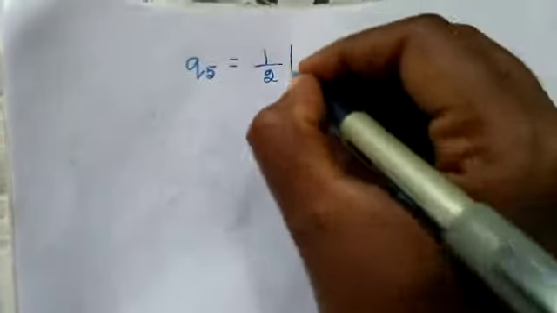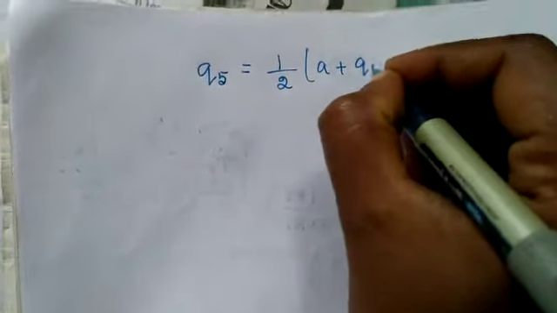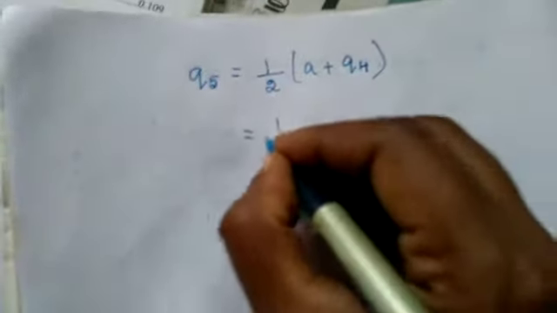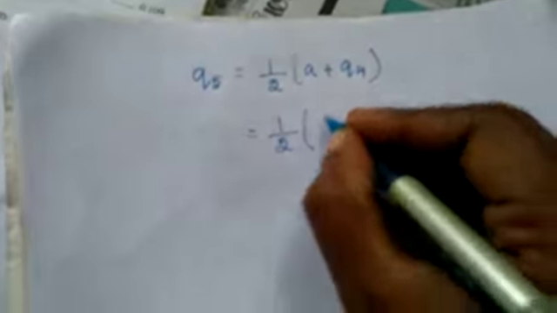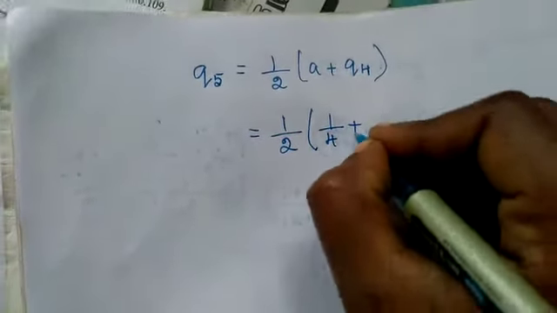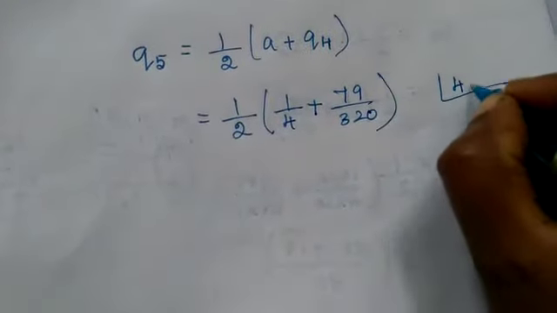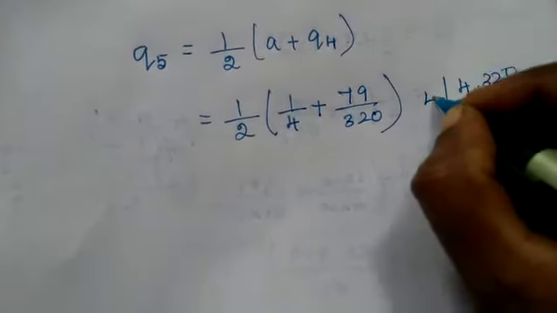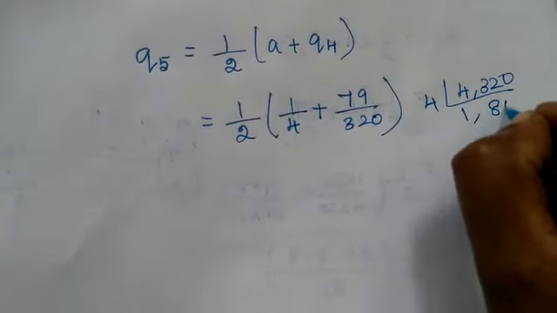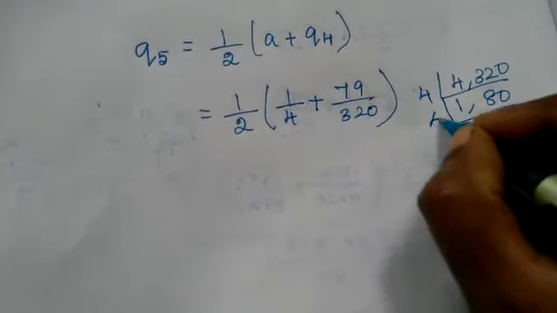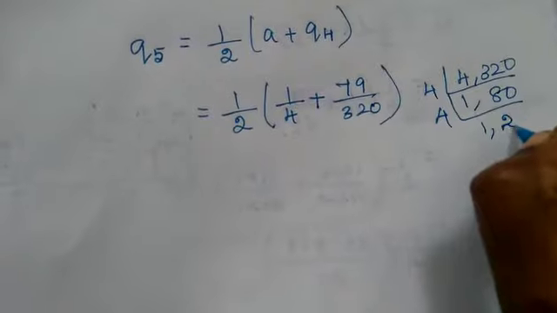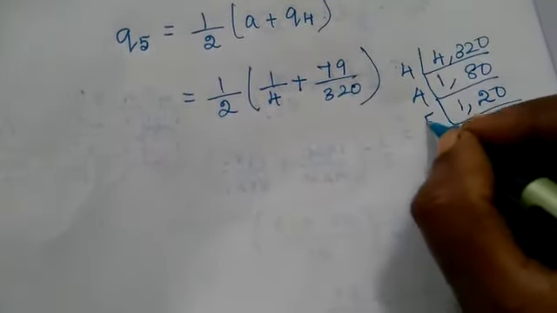Next Q5. What is the formula? Half into (A plus Q4). Now half into what is the value of A? 1 by 4. What is the value of Q4? 79 by 320. Again we are going to take the LCM because the denominators are different. 320, 8 fours are 32, and 0.